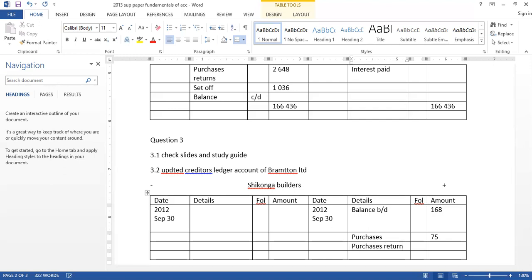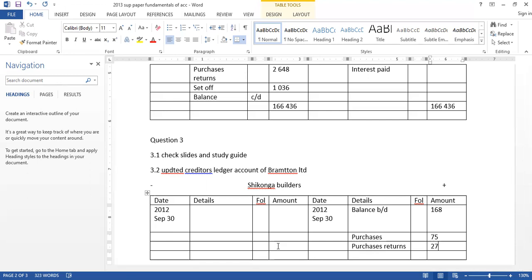Because purchases returns is the amount that you're canceling out, purchases returns of 27 to cancel off that amount. Now, if you cancel off, obviously you'll be left with only purchases returns of $69, which is the correct amount.